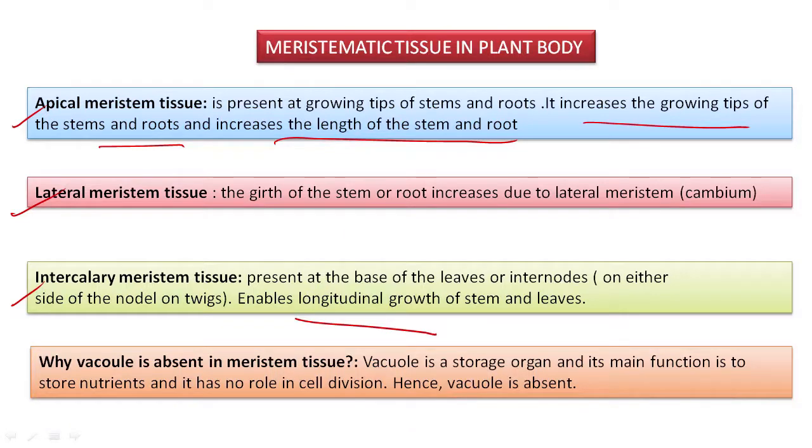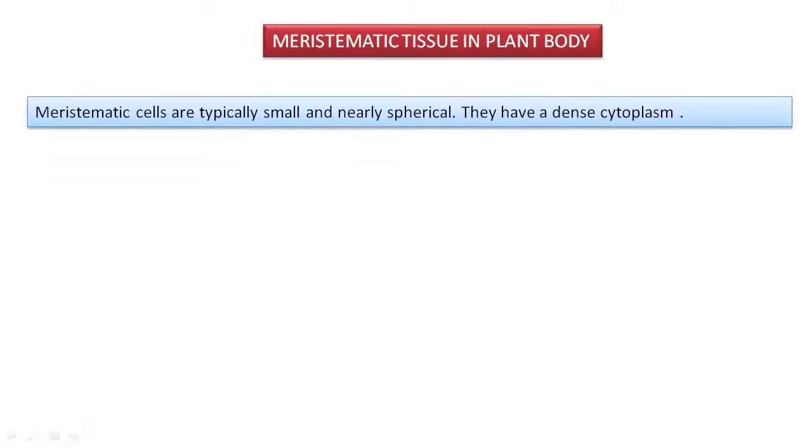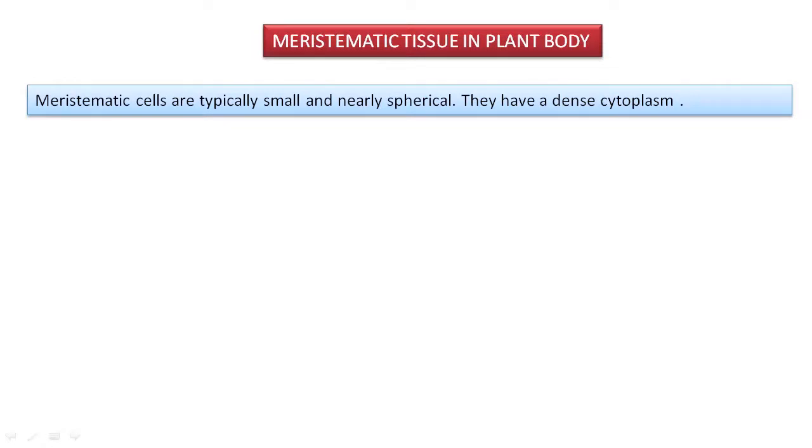In meristem tissue, there is no vacuole. Why? Because the vacuole is a storage organelle and its main function is to store nutrients. It has no role in cell division. Hence, vacuole is absent. Let us understand a few more things about meristem. Meristematic cells are typically small and nearly spherical.